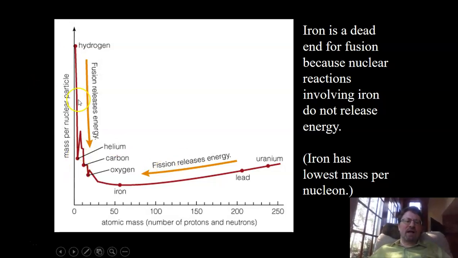This graph on the vertical axis shows you the mass per nuclear particle, per nucleon. On the horizontal axis, it's showing you the atomic mass. Remember, that's the number of protons and neutrons in the nucleus.